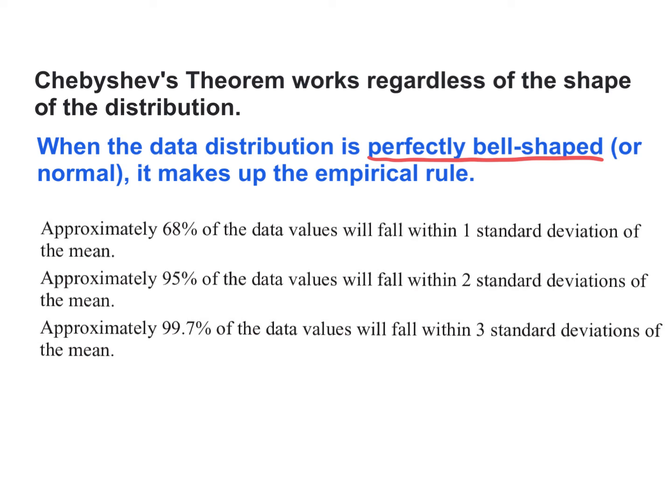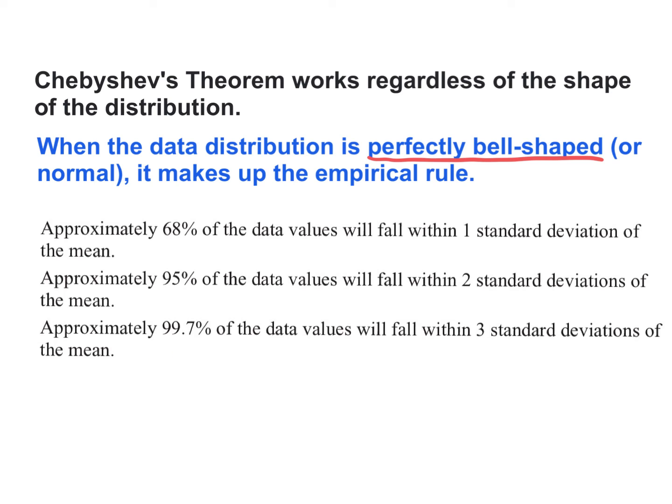What you have to know about a perfectly bell-shaped situation, or the empirical rule, is that within one standard deviation, 68% of the data will be there. When we get to 2 standard deviations, about 95%. So that's an increase from at least 75%. And within 3 standard deviations, we have 99.7%.